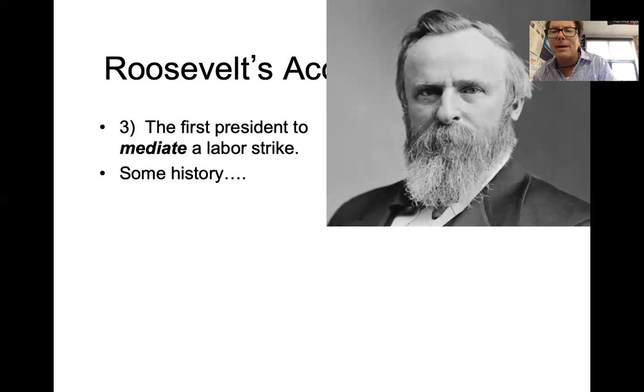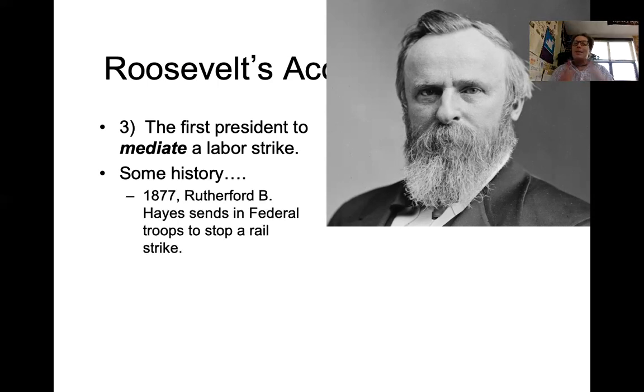That's, again, a guy by the name of Rutherford B. Hayes. He was our 19th president of the United States from 1877. He stepped down in 1881. Now, in 1877, during Rutherford B. Hayes' first year as president, he's going to send federal troops in to stop a rail strike. Remember, that was one of the big strikes we learned about in chapter 14.